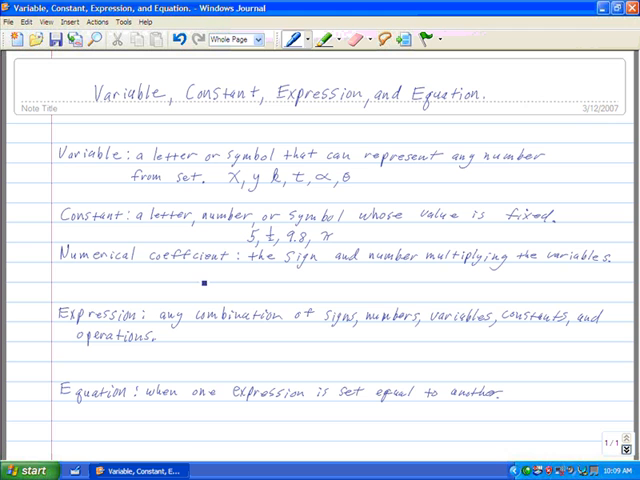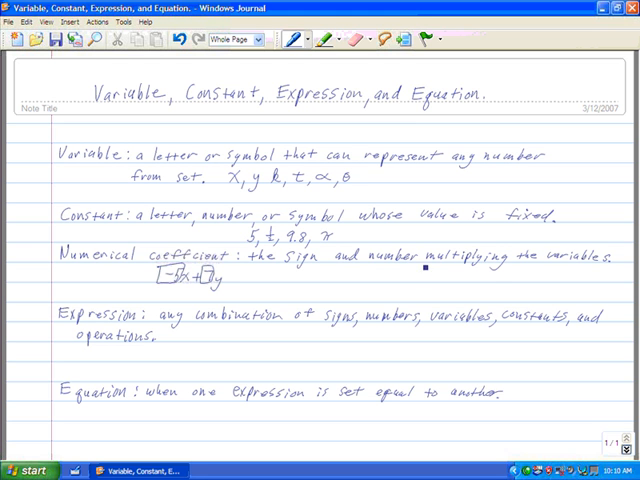Now, a numerical coefficient is a sign and the number multiplying the variable or variables. For example, in an expression like negative 5x plus 7y, the negative 5 is the numerical coefficient of x. Notice we include the sign. And the positive 7 is the numerical coefficient of y.